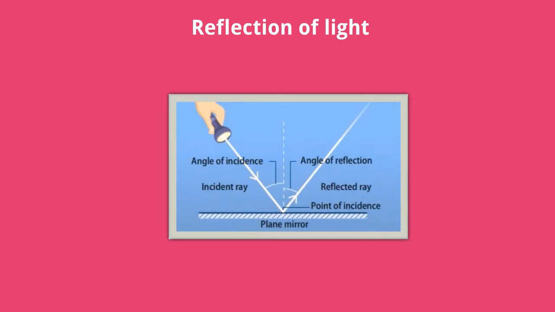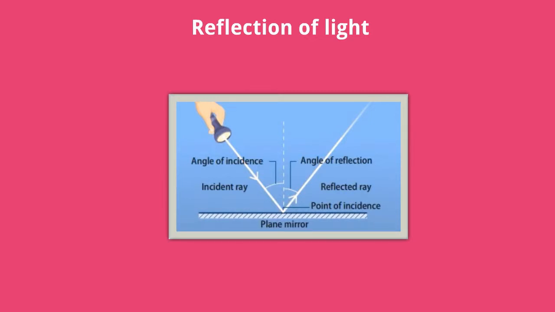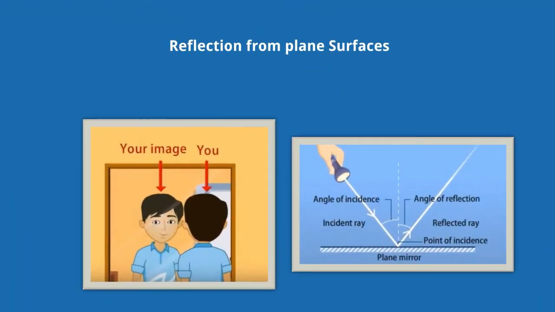Reflection of light. The sending back of light rays when it falls on the surface of an object is called reflection of light. Objects having a polished surface reflect more light than the objects having unpolished, dull surfaces. Silver is the best reflector of light. Reflection from plane surfaces.